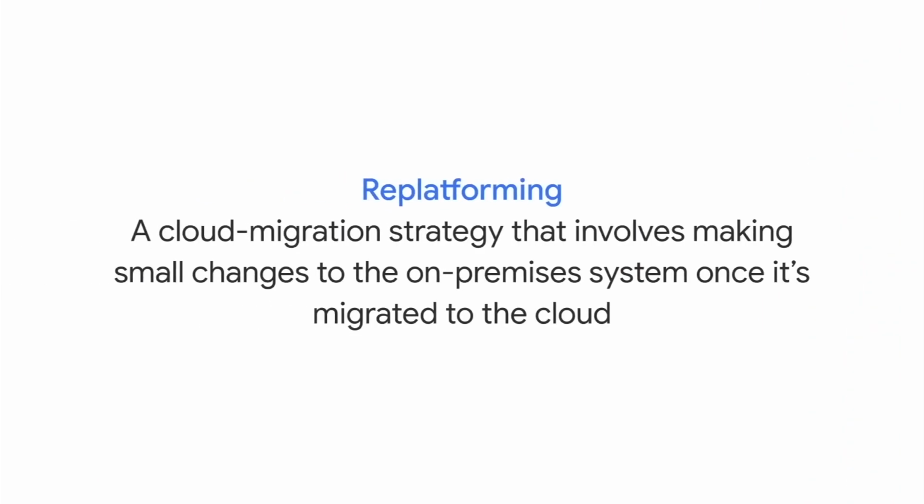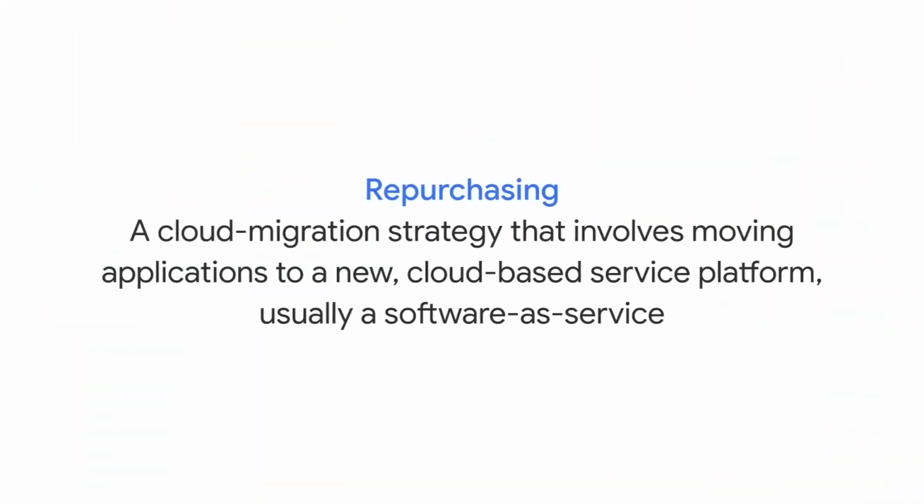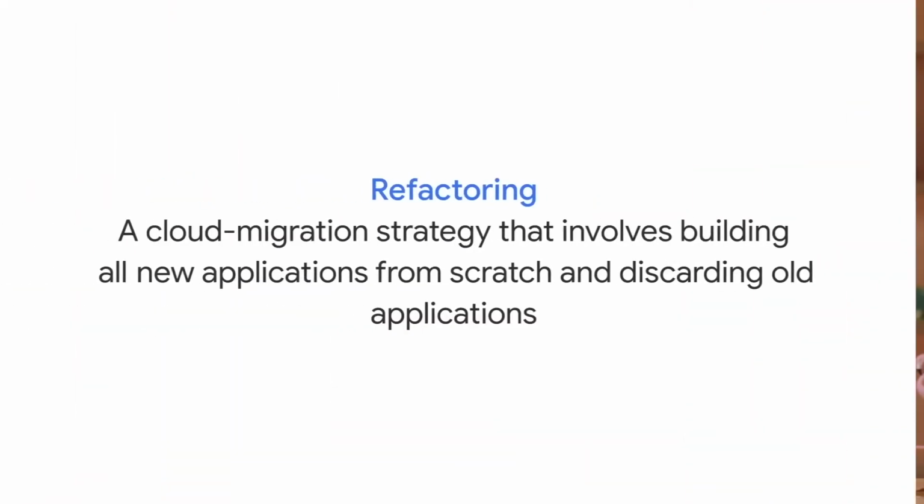Replatforming is a cloud migration strategy that involves making small changes to the on-premises system once it's migrated to the cloud. So, the main structure of the system's applications remain the same, but a few things are improved for better performance. Repurchasing is a cloud migration strategy that involves moving applications to a new cloud-based service platform, usually a software-as-a-service platform. The cloud service will be an all-new experience, so this requires some team member training.